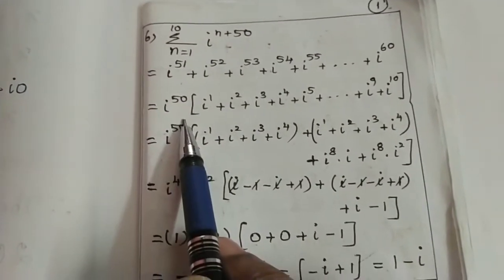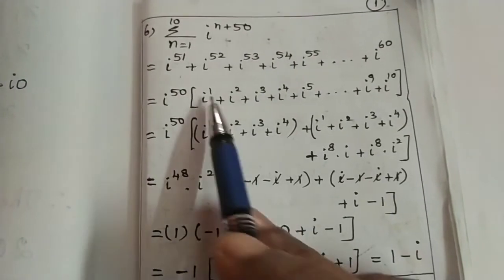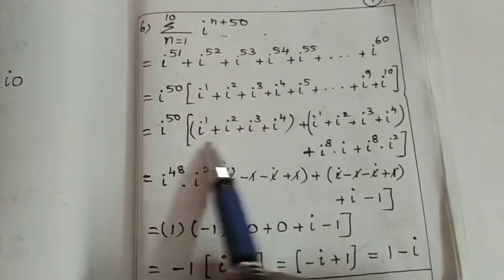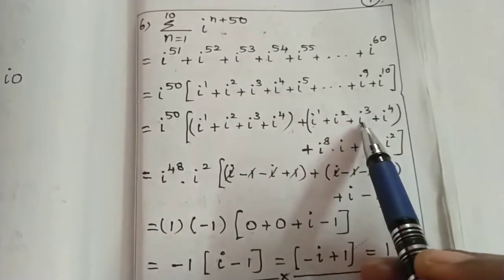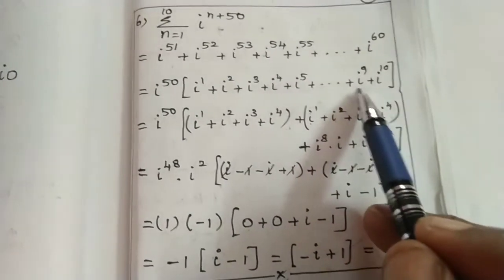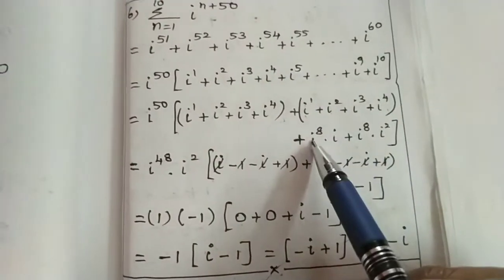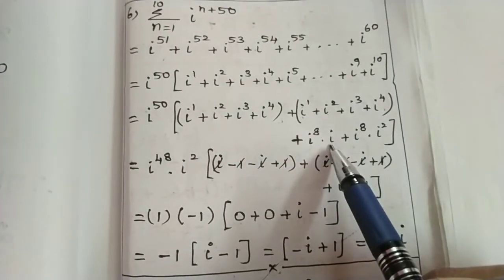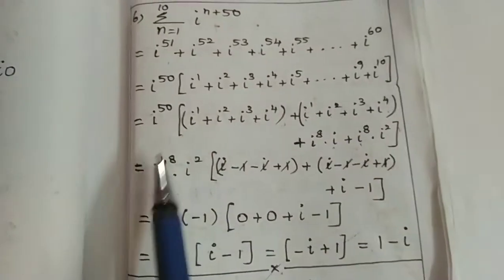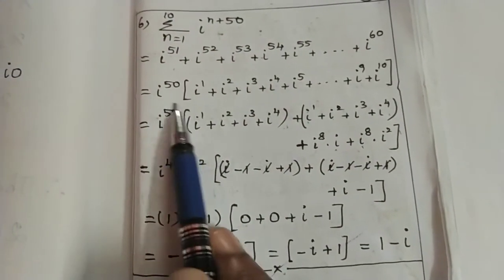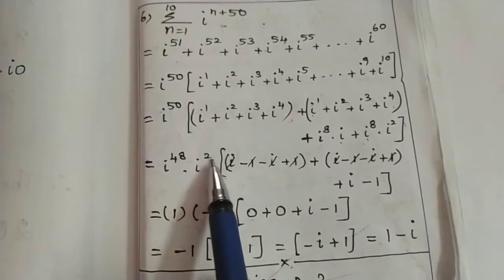Then i power 50. Already see the third sum: i power 1, i power 2, i power 3, i power 4. Next up to this 8 terms, and the next 2 terms only balance. i power 9 means i power 8 into i. i power 10 means i power 8 into i square. Here i power 50 multiples: i power 48, a multiple of 4, into i square.